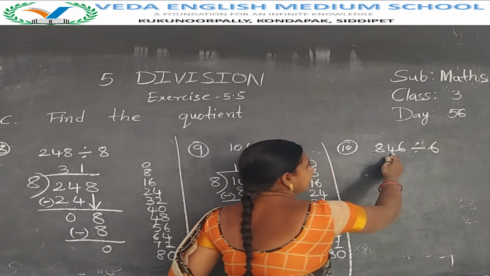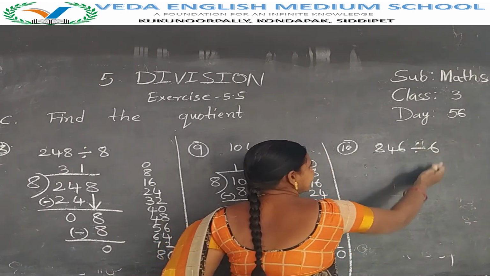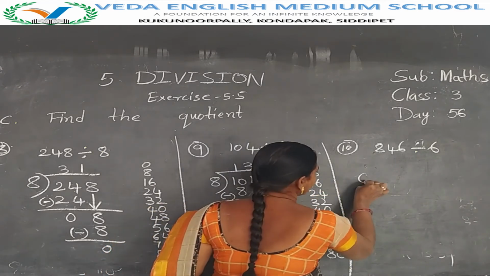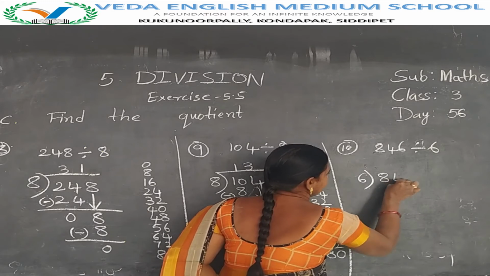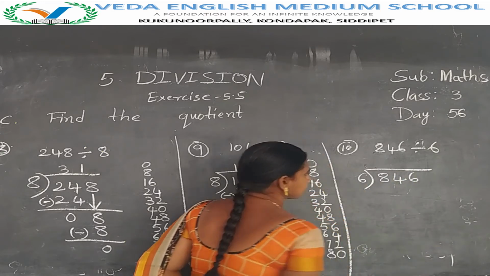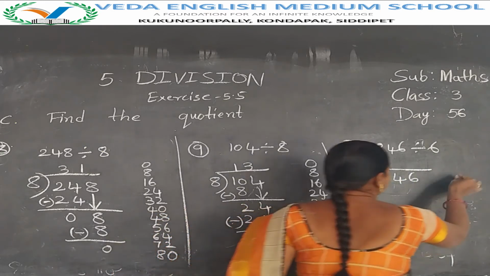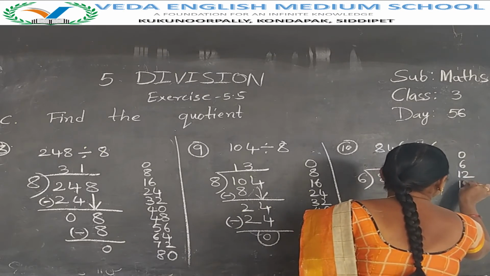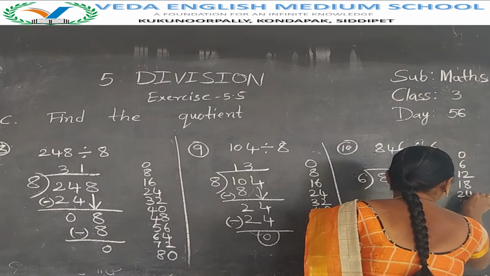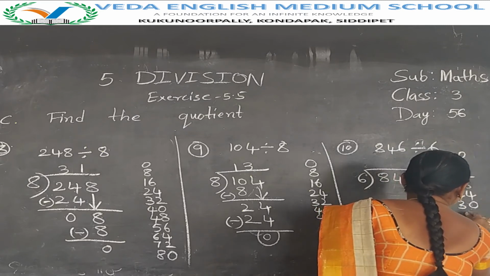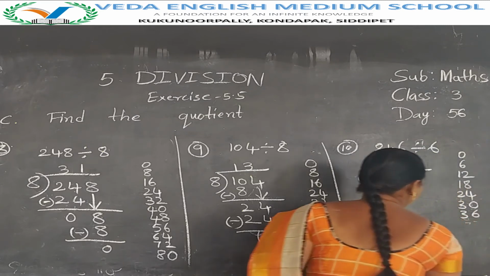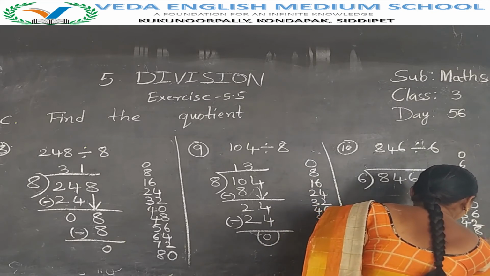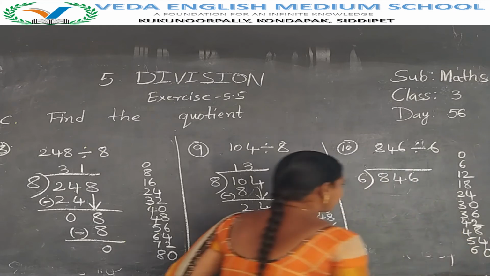See, 846 divided by 6. Here the divisor is 6. The dividend is 846. So now write 846. Okay. Here write the 6 table. 6 zeros are 0. 6 ones are 6. 6 twos are 12. 6 threes are 18. 6 fours are 24. 6 fives are 30. 6 sixes are 36. 6 sevens are 42. 6 eights are 48. 6 nines are 54. 6 tens are 60. Okay.